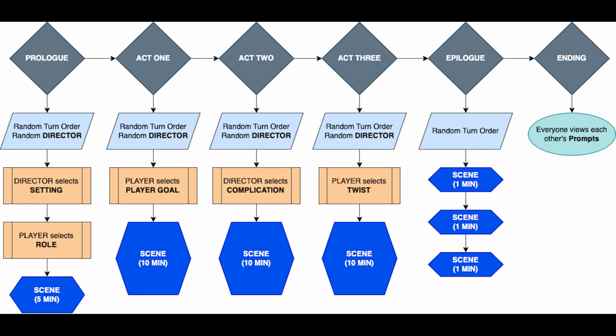In Act 3, each player selects their own individual twist, and then a scene of 10 minutes. And in the epilogue, there is no selection, and each player gets their own 1-minute scene to wrap up loose ends. And then at the end, everyone will view each other's prompts. As I go through this wireframe briefly, hopefully you can see some of this gameplay in action.